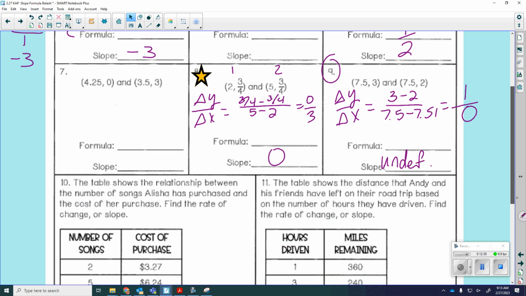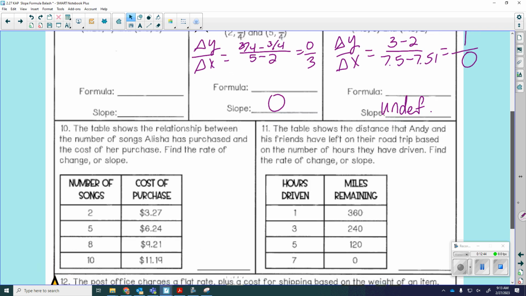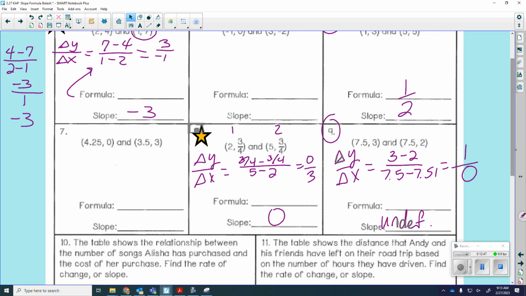What will that look like as a graph? A straight horizontal line? You don't think? Let's picture it. If this was our graph, 7.5 and 3 would be somewhere over here, and 7.5 and 2 would be somewhere over here. So it's a straight line going up and down. We've talked about straight lines going up and down and why they're wrong as well. It's not a function, and if it's not a function, then we can't write it in slope-intercept form. So that's what it's going to look like: an undefined slope.